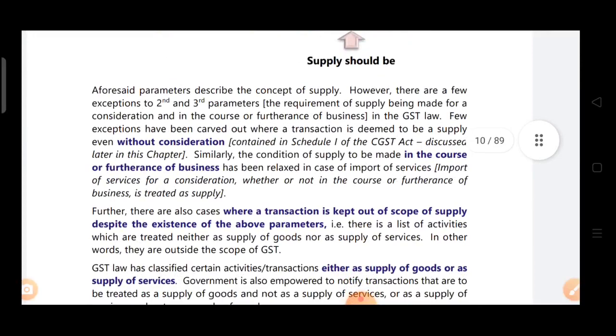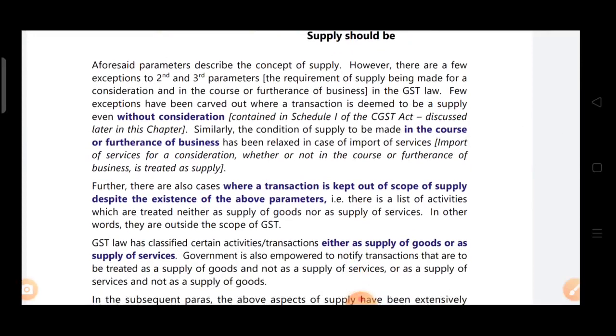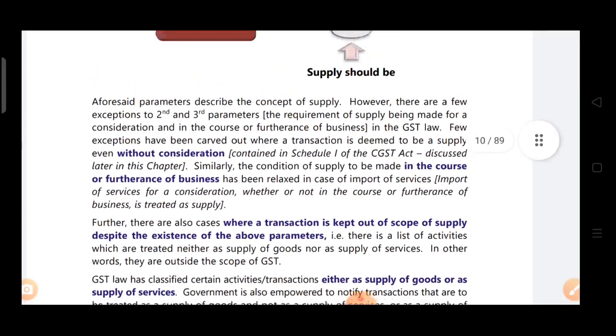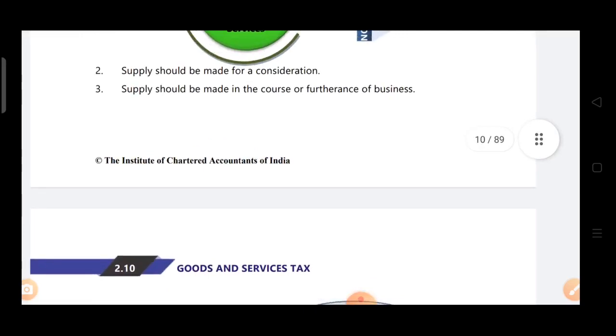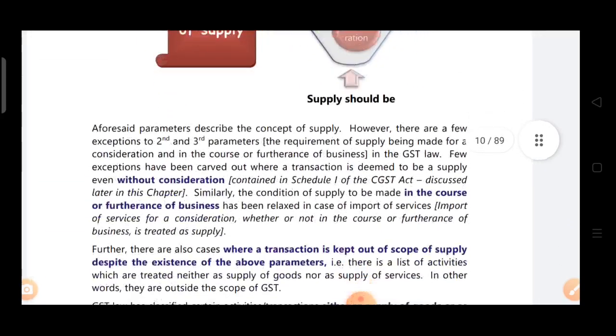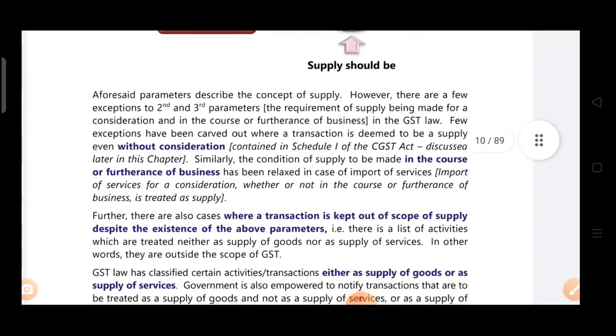The aforesaid parameters describe the concept of supply. However, there are a few exceptions to the second and third parameters, that is, consideration and in the course of furtherance of business. The requirement of supply being made for a consideration in the course of furtherance of business in the GST law has a few exceptions carved out, where the transaction is deemed to be supply even without consideration.